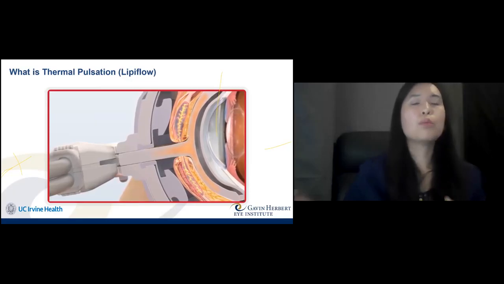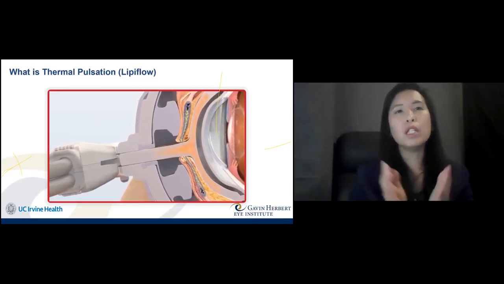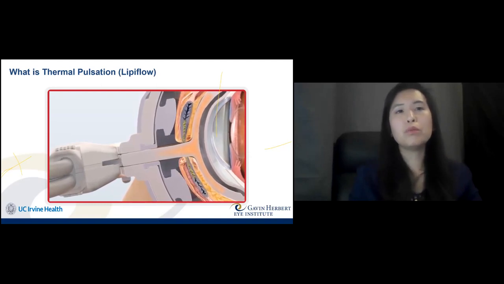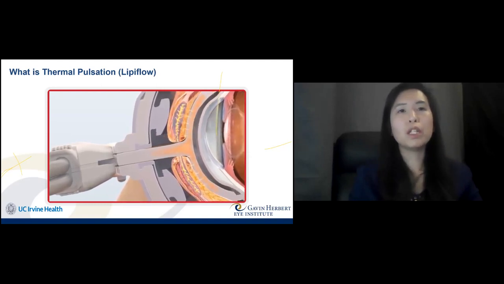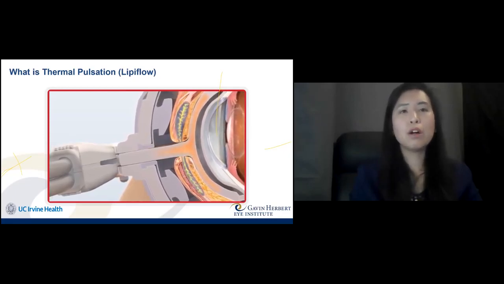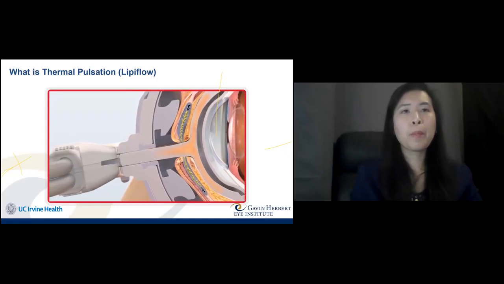does both the heat and application of massage. And sometimes you can just do one treatment and it can last maybe up to a year. This is an in-office procedure that we do, okay?